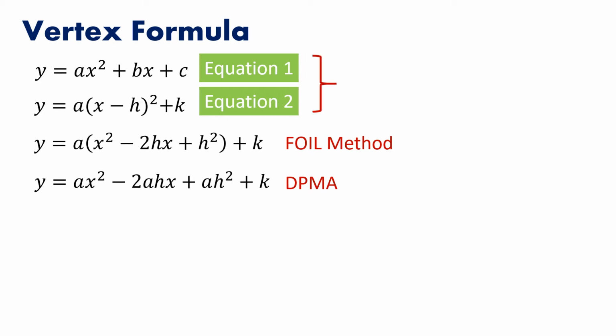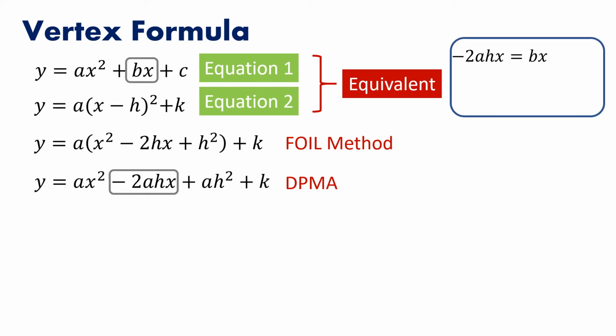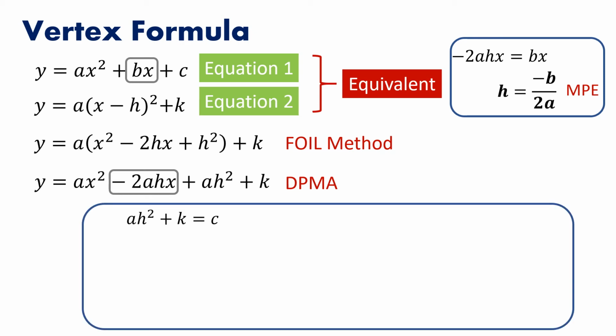Note that equation 1 and equation 2 are equivalent. So, negative 2ahx is equal to bx. To solve for h, which is essentially the x-coordinate of the vertex, we apply the multiplication property of equality and end up with the equation h equals negative b all over 2a. Also note that since equation 1 is equivalent to equation 2, ah squared plus k equals c.